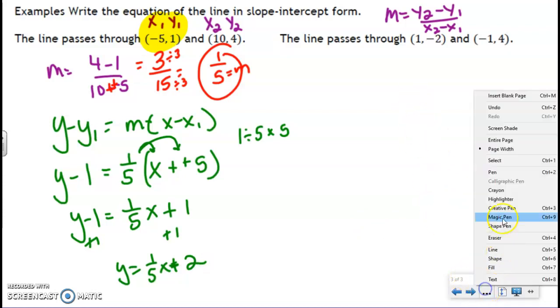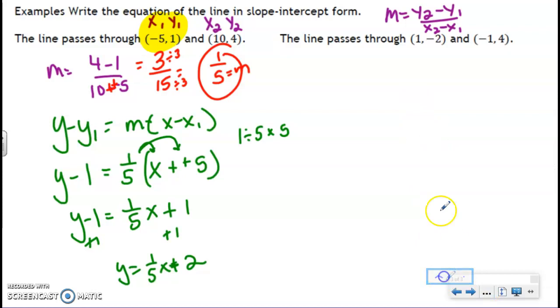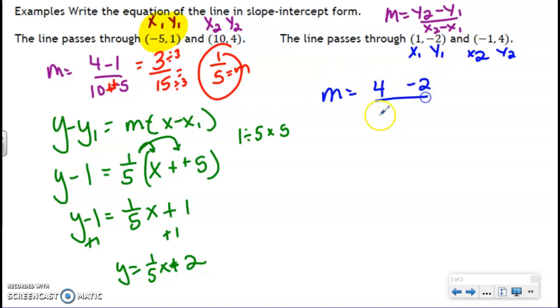Okay, so we're going to do the same thing for the second problem, and I know I'm going quickly, so pause if you need to catch up. But I have x1, y1, x2, y2. And so when I find my slope, I do y2 and y1 and x2 and x1. And I'm going to subtract in between. So remember, keep change. So I get 6 in the numerator. And keep change gives me negative 2 in the denominator. So I get negative 3.